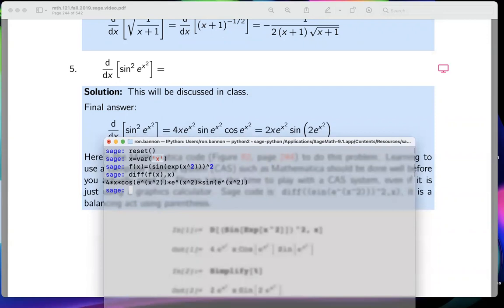So what I'm going to do is I'm going to use that bool. What is this? It's Boolean algebra. And I want to see if my answer from Sage is identical to the answer that I got in the notes. So 2 star x star exp x squared star sine 2 star x exp to the x squared.